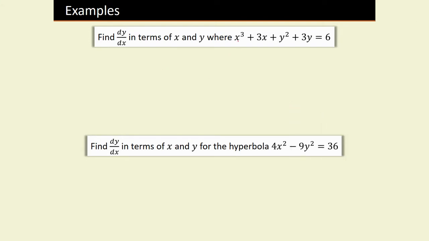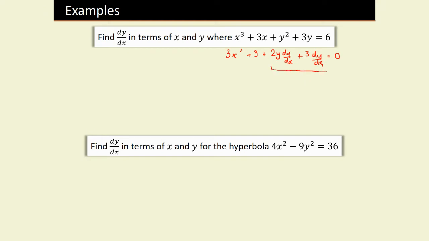So we differentiate, first of all, both sides with respect to x. So I will get a 3x squared. The 3x will go to 3. The y squared, if you're ahead of me on this, differentiates with respect to y to 2y dy by dx plus 3 dy by dx, because we differentiate with respect to y, don't we? And have to write dy by dx afterwards. And the 6 gives us 0. It's a constant.